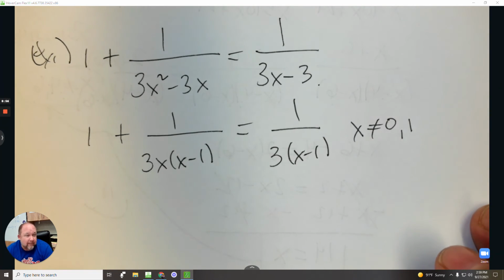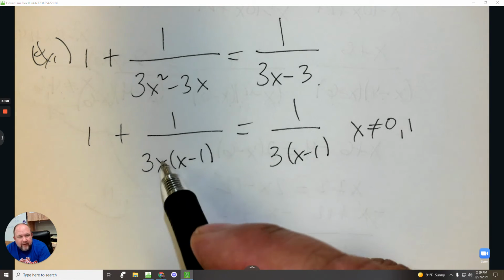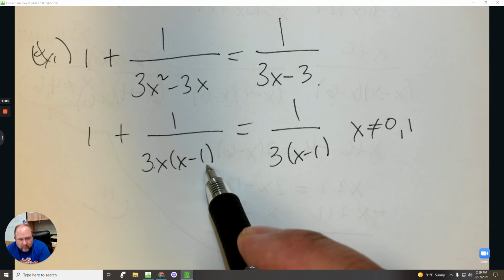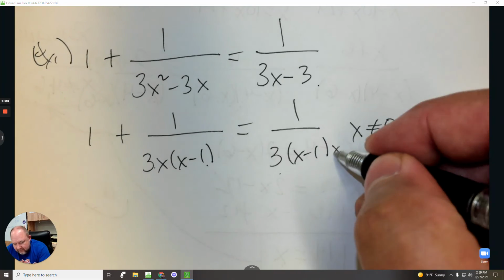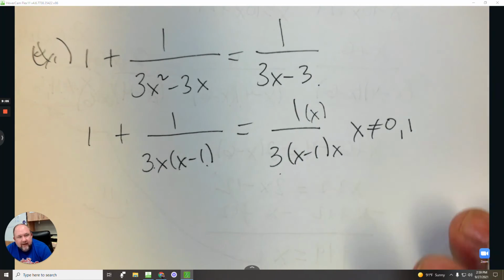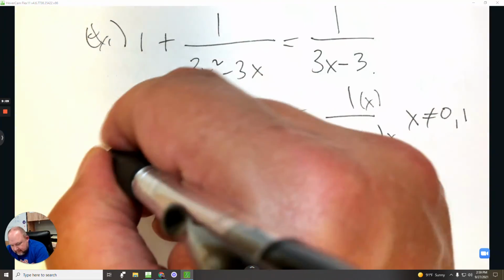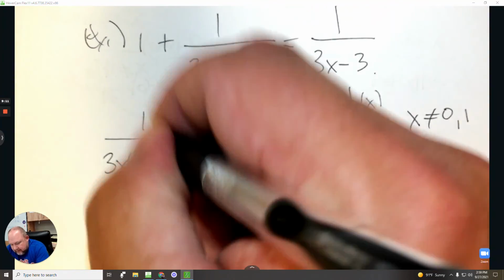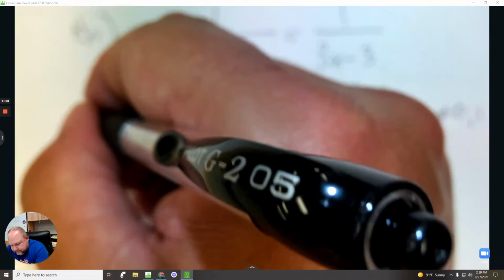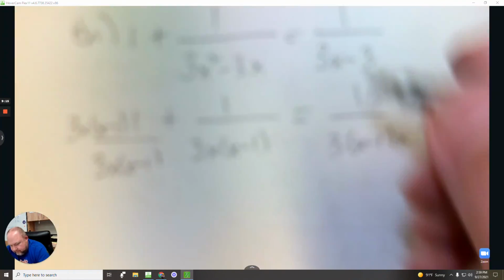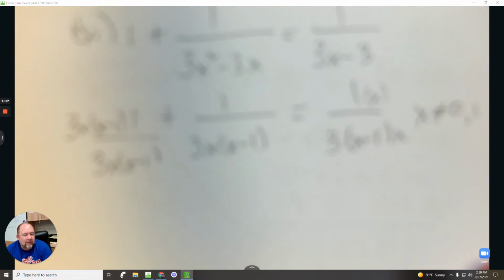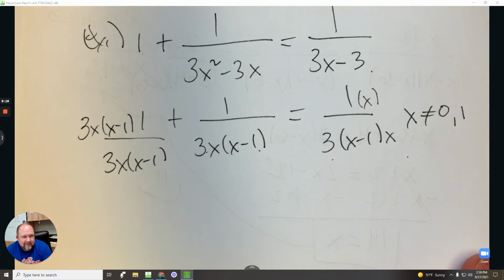We're now going to make common denominators. So I see 3x, x subtract 1. So all this needs is an x, top and bottom. But this needs the whole denominator. That's 3x, x minus 1, top and bottom. Now, all the denominators are the same. So only write the numerators.